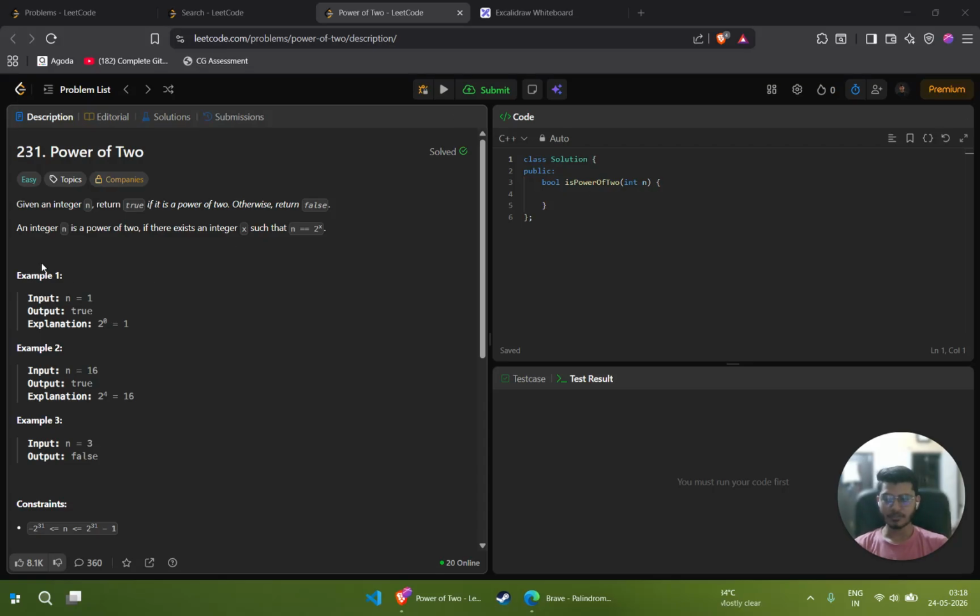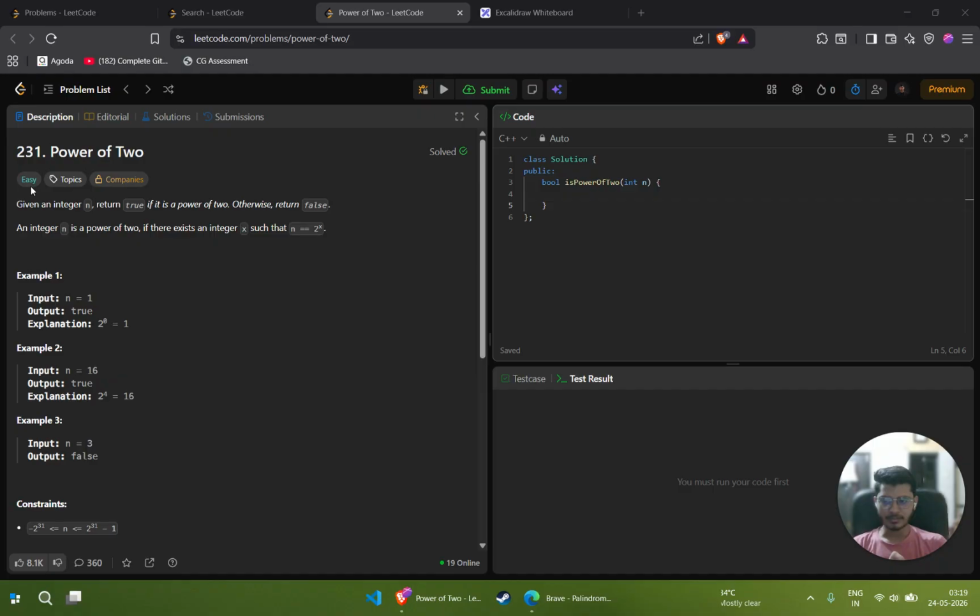Hello everyone. Today we are going to solve LeetCode problem number 231, Power of 2. It is an easy level problem on LeetCode, and it has been asked in a lot of companies' interviews also. Let's look at the problem statement.